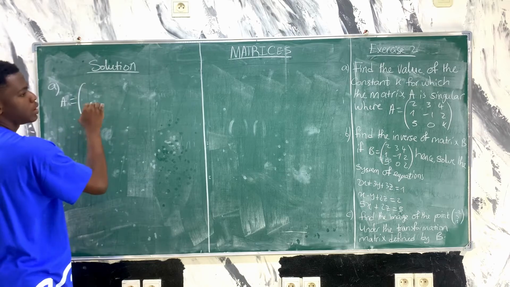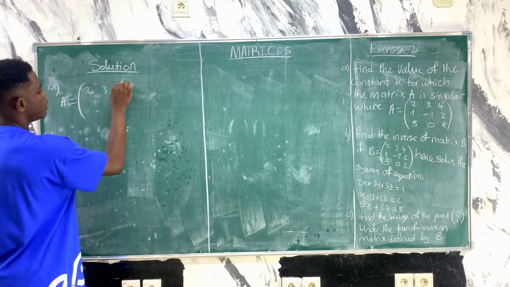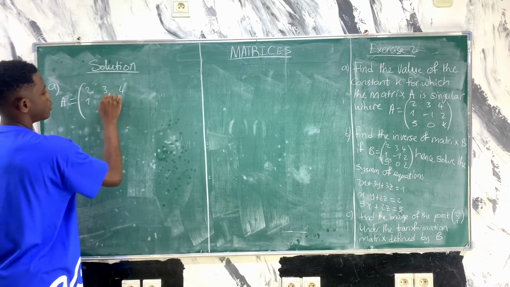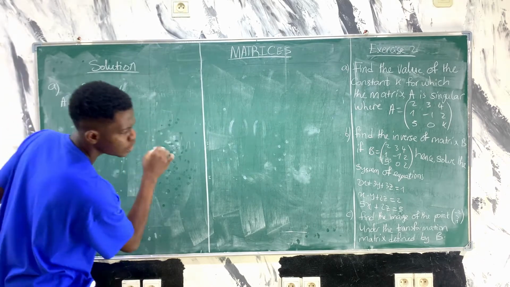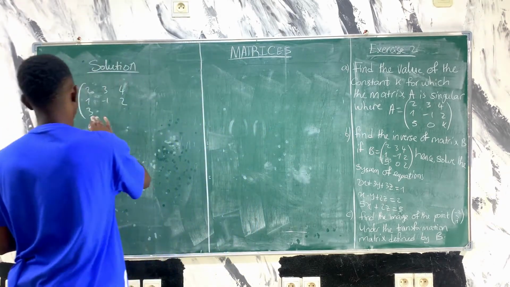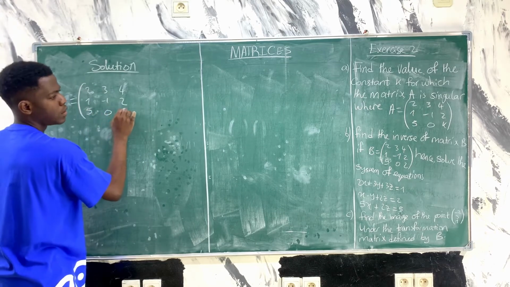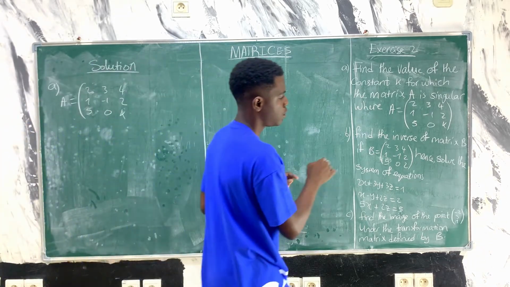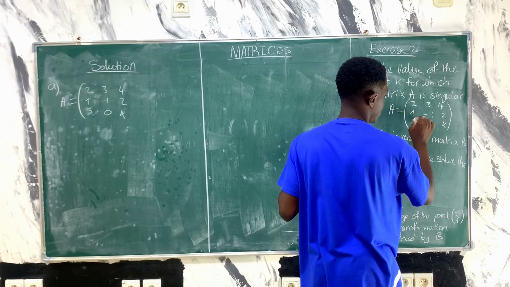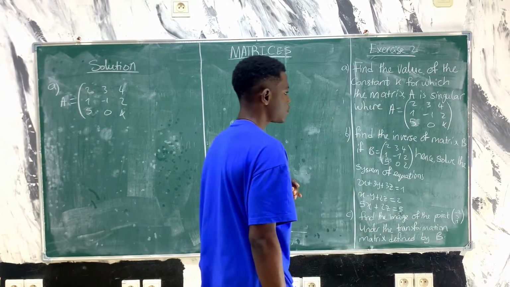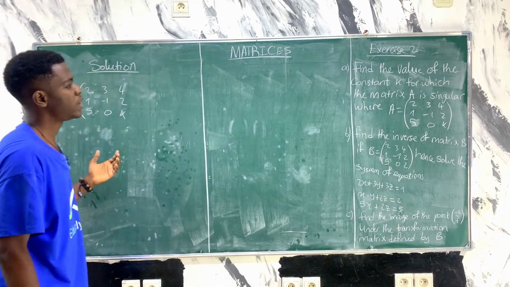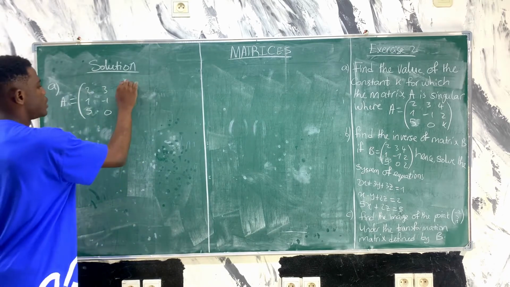You have A where A is 2, 3, 4, 1, minus 1, 2, 3, 5, 0, k. It looks like 3 from a. So we should find the value of k for which this matrix is a singular matrix.